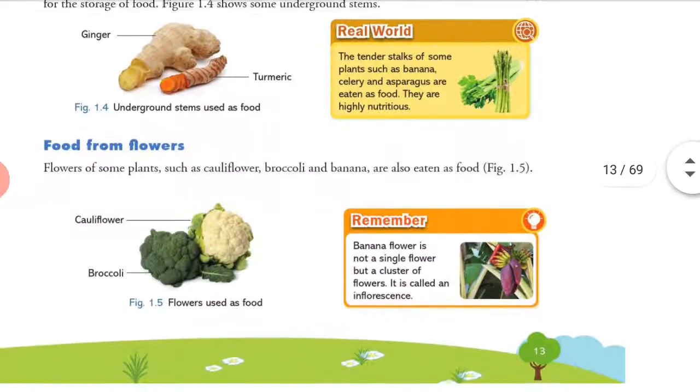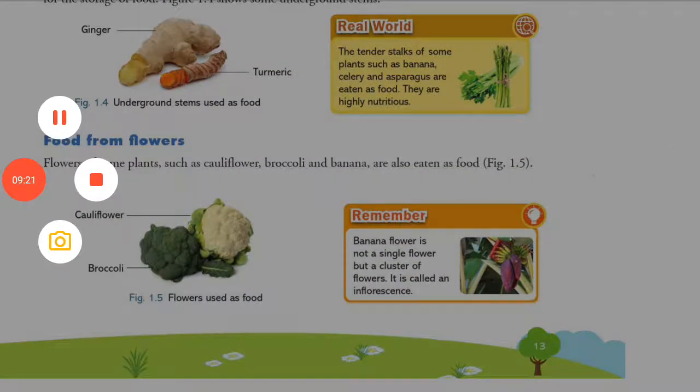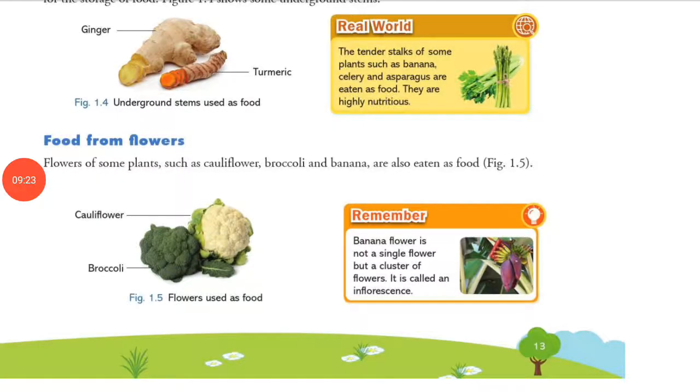Food from the flowers. Flowers of some plants such as cauliflower, broccoli and banana are also eaten as food. Banana is also shown in the picture. Okay, and cauliflower and broccoli are also shown over there. The flowers are used as a part of the food.